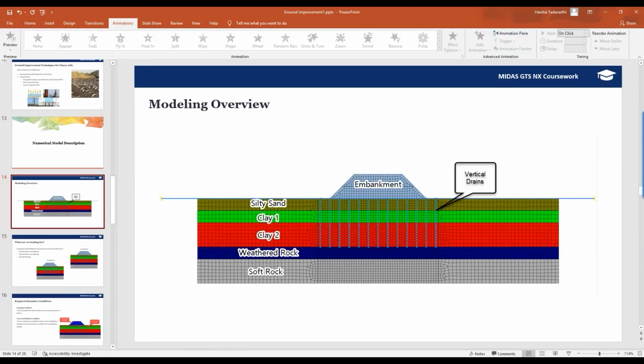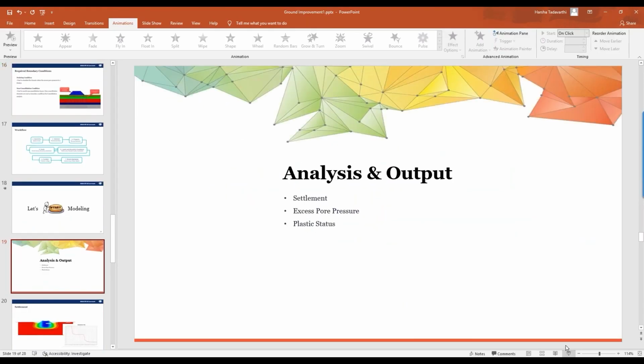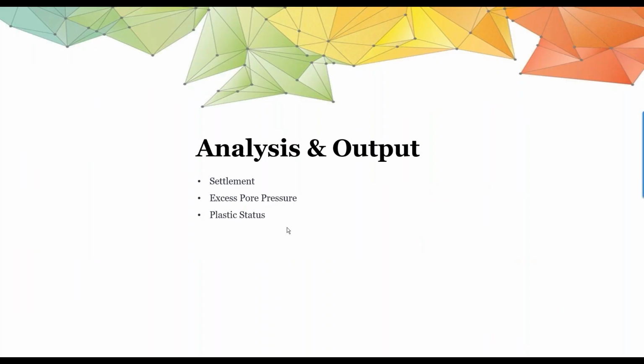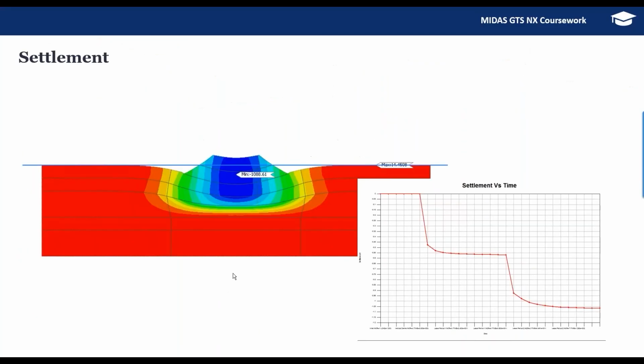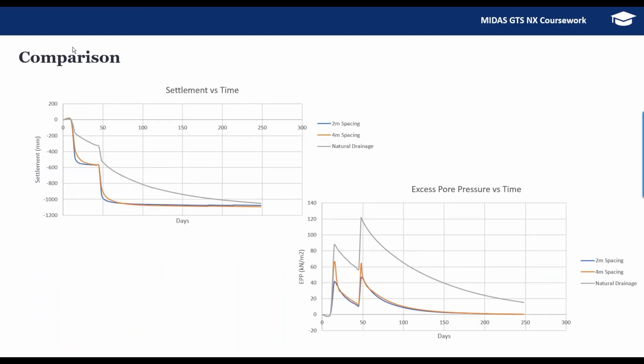So that's it regarding the demonstration. So let's get back to the presentation. So here in the analysis, in the results, we have seen the settlement and the pore pressure, and we have also seen the plastic status. This is how the settlement versus time works. This is for 4 meter spacing, and this is excess pore pressure, and the comparison: settlement versus time and excess pore pressure versus time.